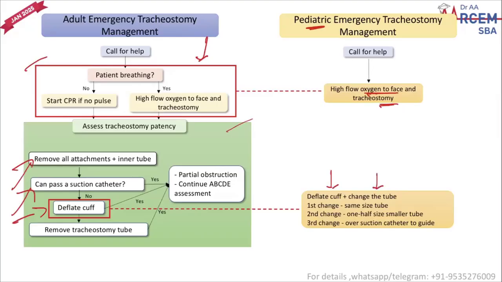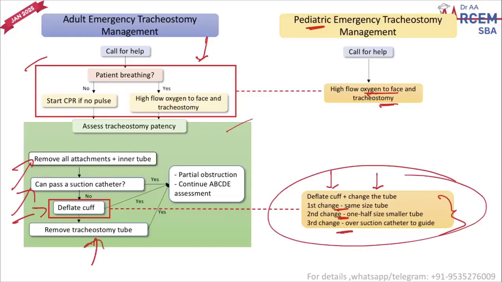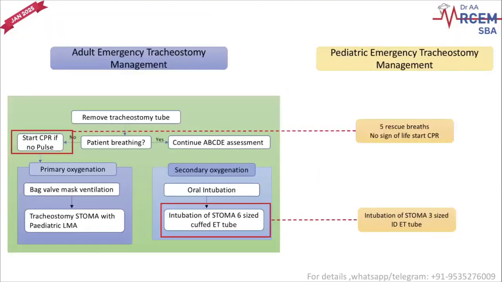Along with deflating the cuff, you will be changing the tube also. First attempt, change it with the same size. Failed. Then half the size of a smaller tube. Failed. Then place a small size suction catheter, try to place it. That's how you will be doing it. If there is no improvement by doing it, remove the tracheostomy tube, similar to adults, no changes.